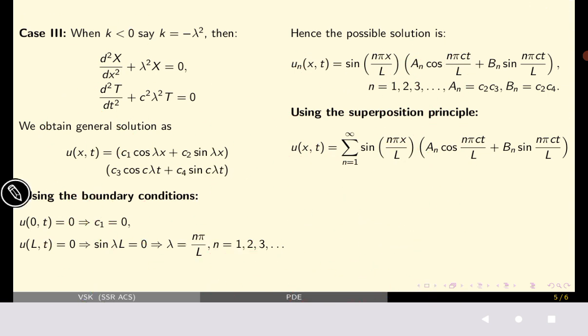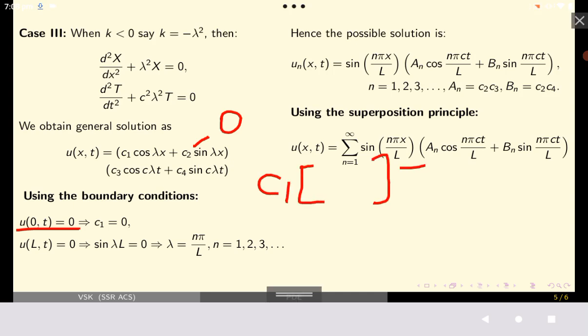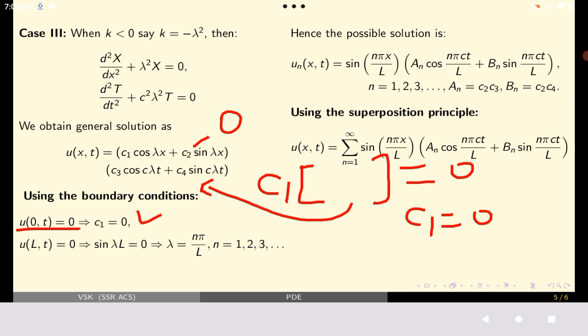Now here, using the boundary condition, what is the boundary condition? This is the boundary condition u(0,t) is equal to 0, so we have to put x is equal to 0. So this will simply become 0, and then cos 0 is 1. So C1 into all this expression will become 0. Which expression? This expression as it is. This gives C1 is equal to 0. So we have obtained this.